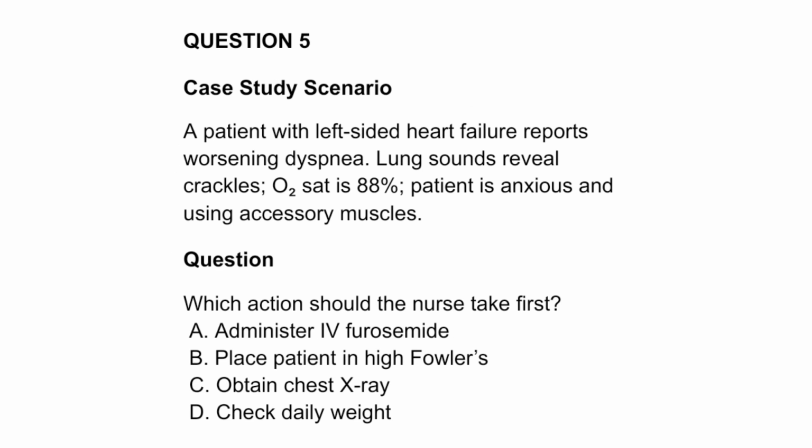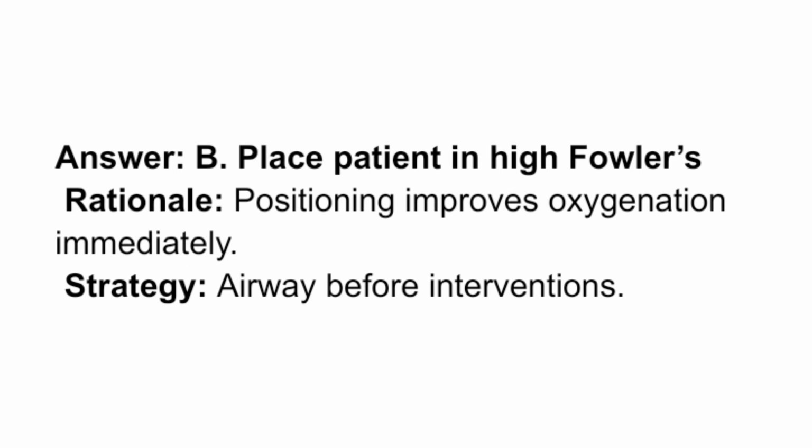Question 5. Case study scenario. A patient with left-sided heart failure reports worsening dyspnea. Lung sounds reveal crackles. O2 sat is 88%. Patient is anxious and using accessory muscles. Question: which action should the nurse take first? A. Administer IV furosemide. B. Place patient in high Fowler's. C. Obtain chest x-ray. D. Check daily weight. Answer B.